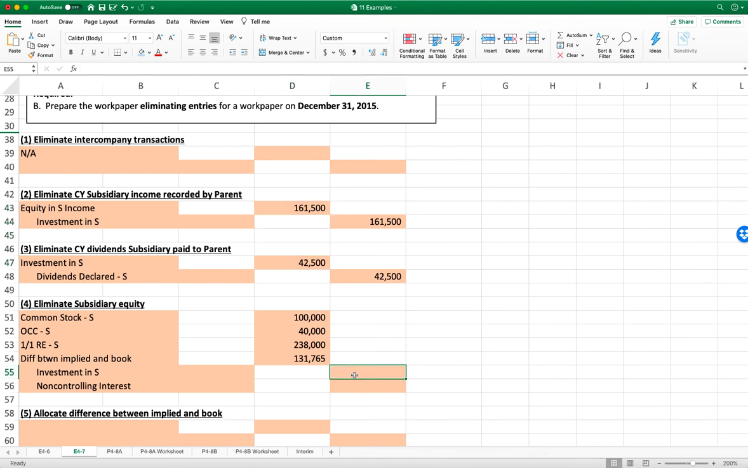Now for the tricky part. We've now made it so that our journal entry won't balance because we've changed this number. Everything else is the same, but we've changed this one. So what we're going to do is take the increase in this number and allocate it between investment in S and non-controlling interest using our ownership percentages. Okay, so stick with me here.